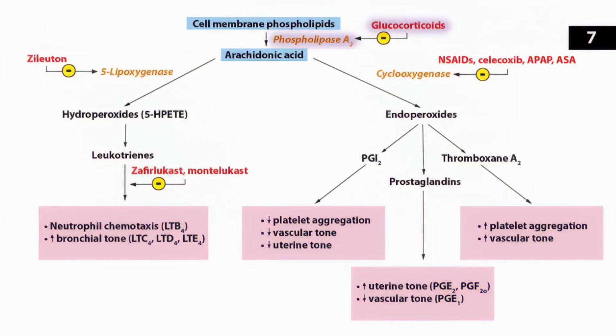Glucocorticoids inhibit phospholipase A2. Zileuton inhibits leukotriene production by inhibiting the enzyme 5-lipoxygenase. Zafirlukast and montelukast inhibit the leukotriene receptors. And then the enzyme cyclooxygenase is inhibited by NSAIDs, acetaminophen, COX-2 inhibitors, and aspirin. All right, that's it for now. I'll see you next time.